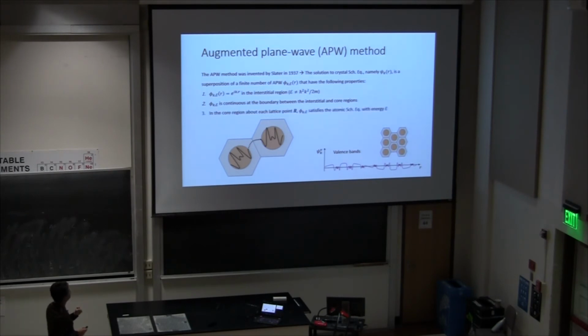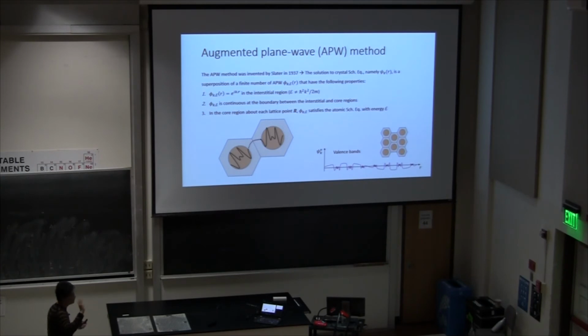The third property of the augmented plane wave is the reason why it's called augmented. When you get into the core region, around every lattice point, then the augmented plane wave functions satisfy the atomic Schrödinger equation with an energy E, where this energy E as a function of K will eventually become your band structure. So here the augmented plane waves have a form that looks like an atomic core level, but it is not a core level.